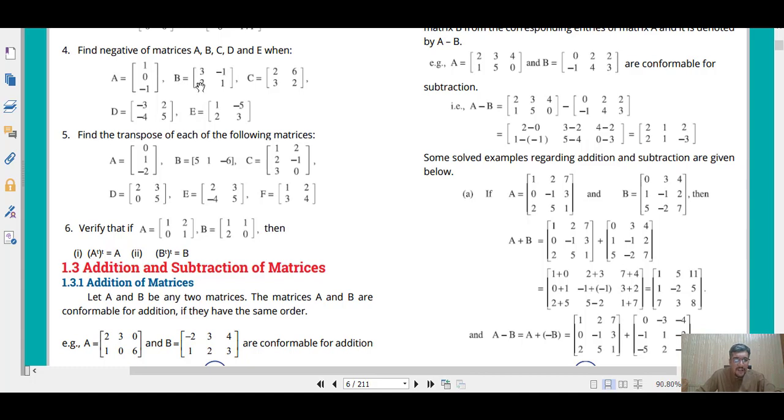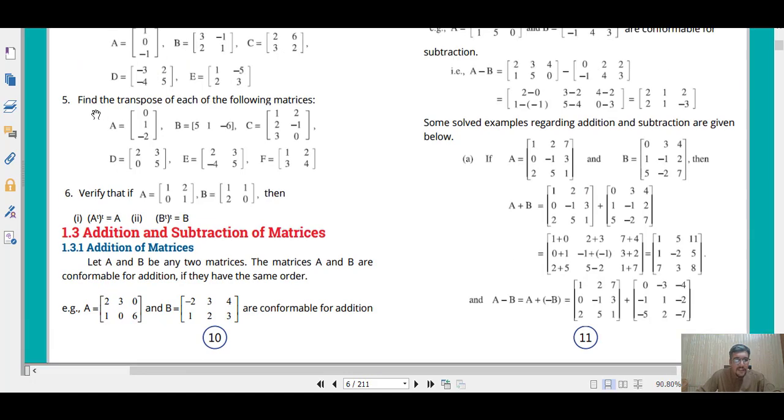Now I am going to solve question number 5 of this exercise. In this question, you have to find the transpose of each of the following matrices. So 6 matrices are given. I am going to solve any 3. That is, I will solve A, C and D.